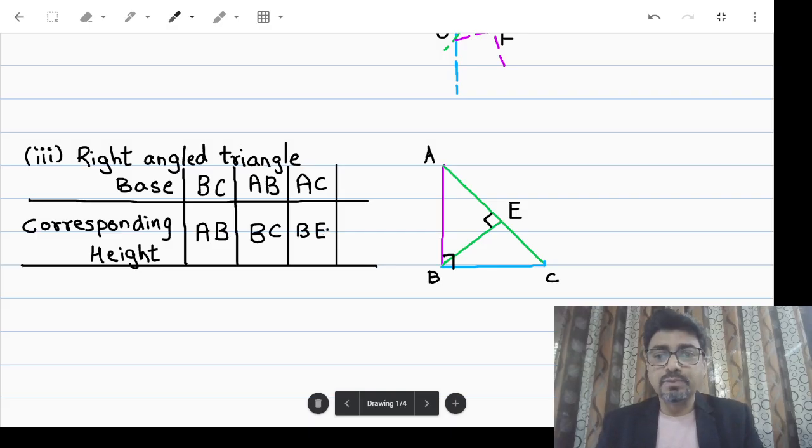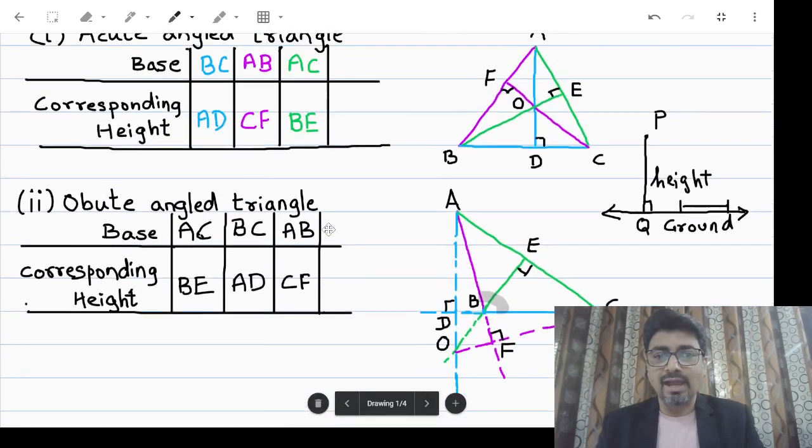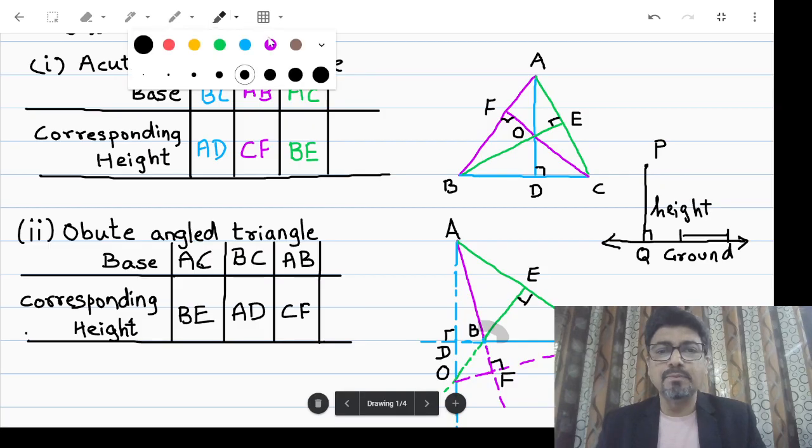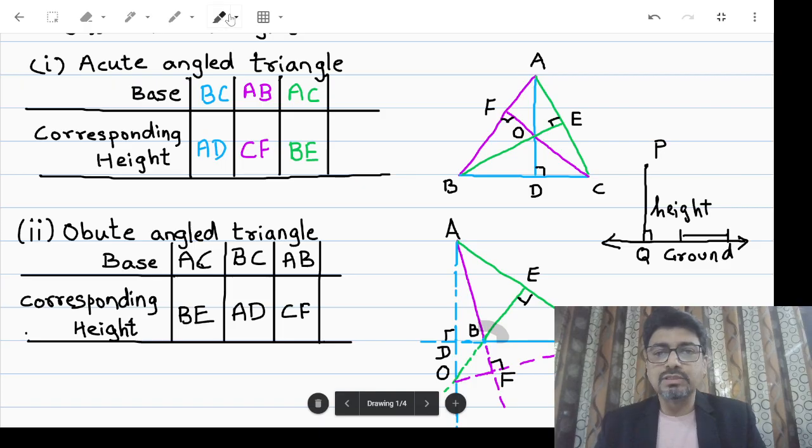Now students, if you observe the three triangles, that is the acute angle triangle, obtuse and right angle triangle, you observe that the three heights intersect at a common point. The three heights pass through a common point. Which is that common point? In the first diagram, AD, BE and CF, all three were passing through this common point O.